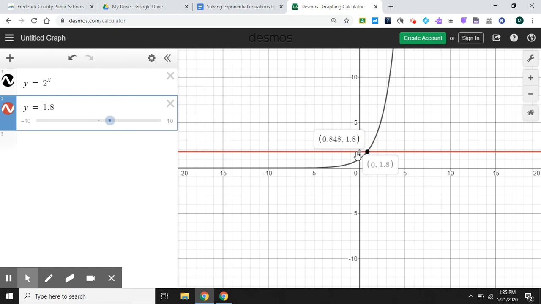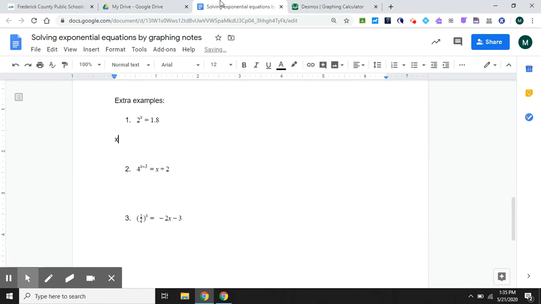We don't care about the y-intercept. We just want the intersection point of the 2 graphs. Desmos sometimes puts little points at important parts, like intersections, as well as x and y intercepts, but we just want the intersection. So my x value here is 0.848. So here I'm just going to write x equals 0.848. I only want the x coordinate when I'm looking for my answer.